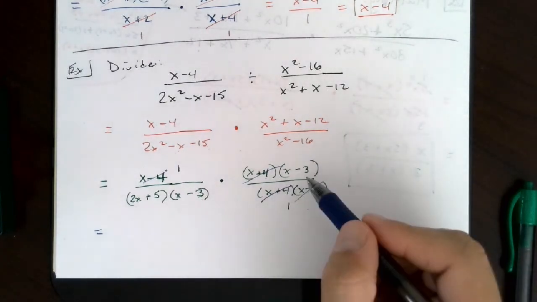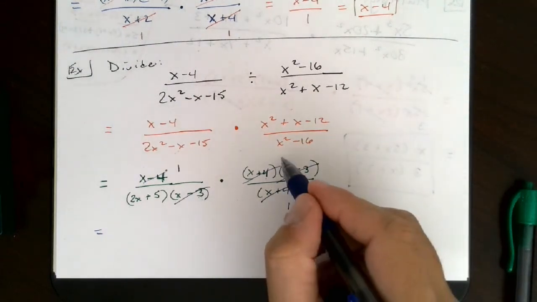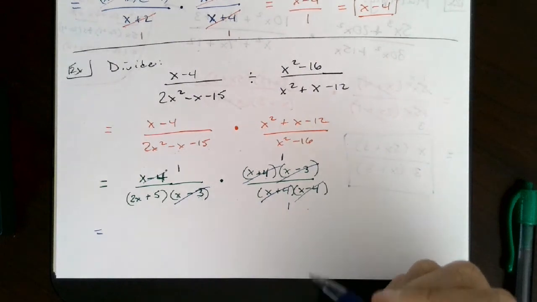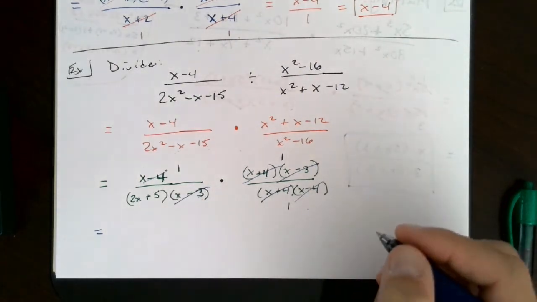Here I have x minus 3, does that cancel with anything? Yeah, it cancels with the x minus 3 down here, so I canceled this whole numerator, so there's really a 1 there. And then the 2x plus 5, well, it doesn't cancel with anything else. So you've canceled everything as much as you can.